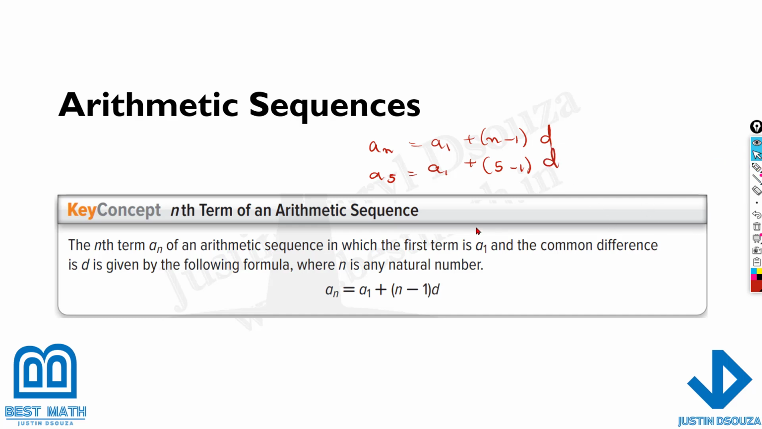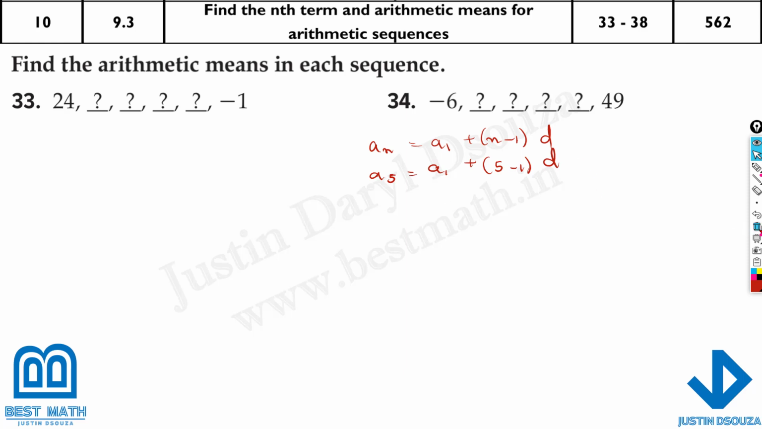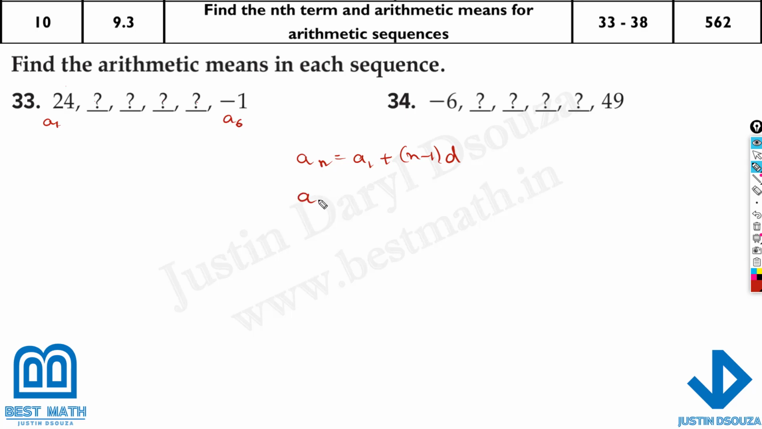Now let's look at our formula problems and see how this formula can be used. Now let me write down the formula. an equals a1 plus (n minus 1)d. What is the first term? a1 is 24. What is the last term? We can count out which term it is because we don't know the middle terms. These are the means. I can say this is first, second, third, fourth, fifth, sixth term. So I know this is a6. So let me substitute here.